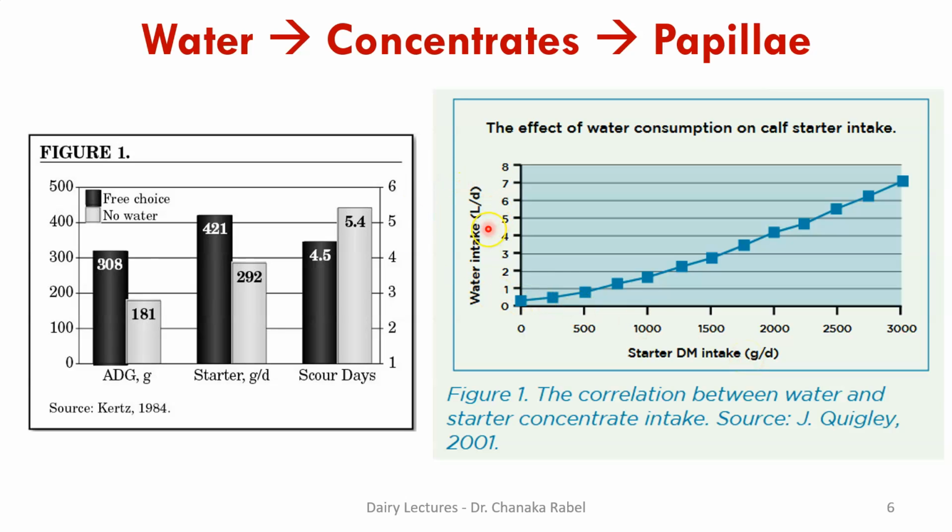So that's why the more water you give, the more calf starter the calf will eat, and as a result, the higher the body weight gain on a daily basis, as well as over the whole pre-weaning period as a whole. So remember, when you give more water, they will eat more concentrates. They will develop the rumen papilla faster, which will have plenty of benefits to the calf overall.